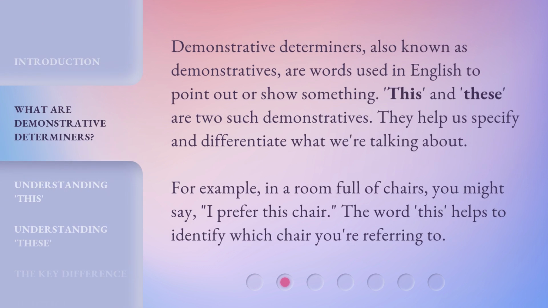Demonstrative determiners, also known as demonstratives, are words used in English to point out or show something. This and these are two such demonstratives. They help us specify and differentiate what we're talking about. For example, in a room full of chairs, you might say, "I prefer this chair." The word this helps to identify which chair you're referring to.